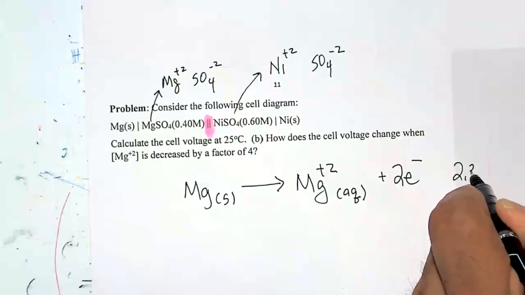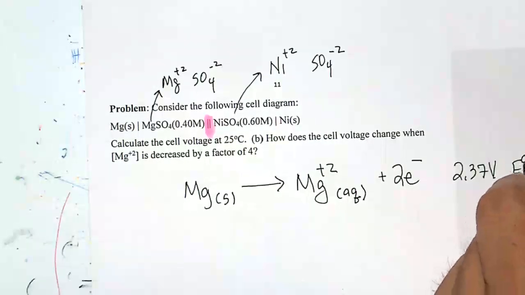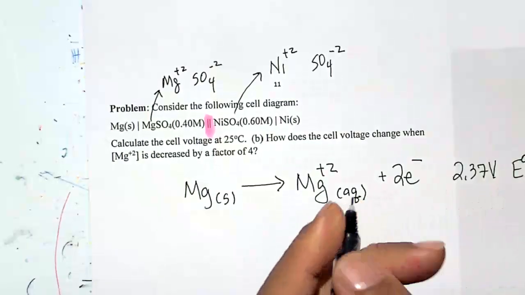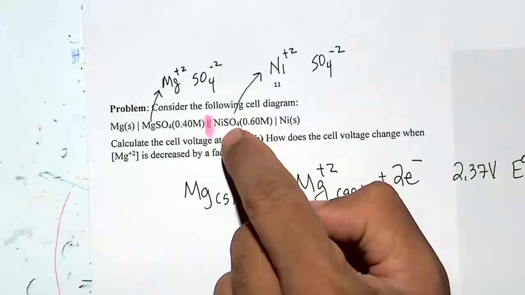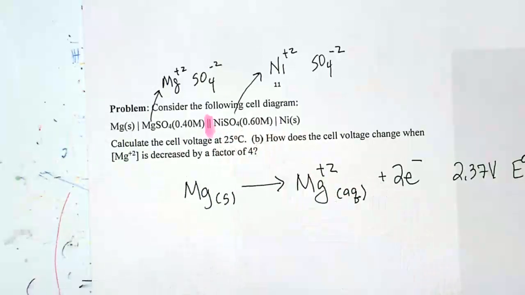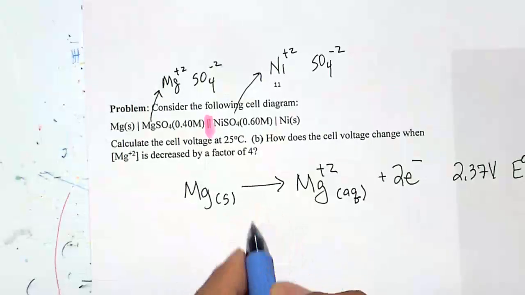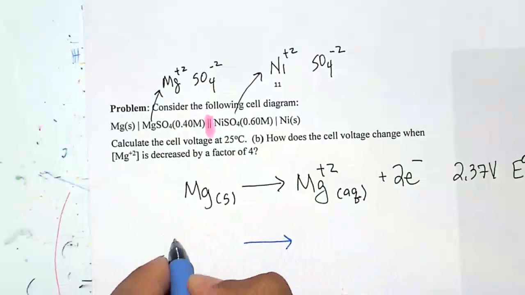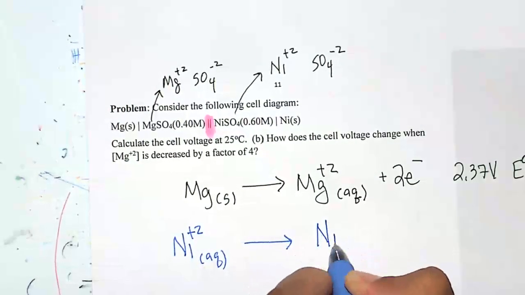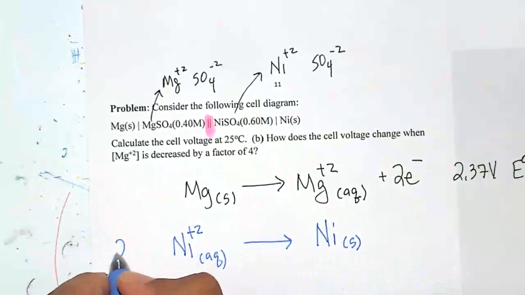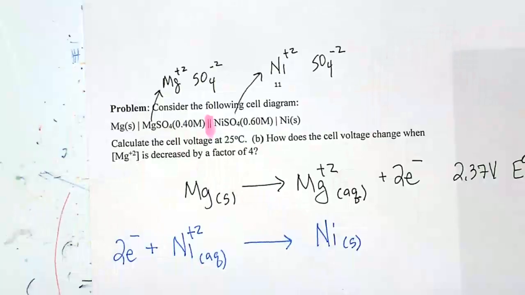This is the anode. All right, our salt bridge is here. And then we will do the other one. Nickel 2+ goes to nickel solid. We'll do that in blue here. How many electrons and where? 2 electrons on the reactant side. This is the cathode.